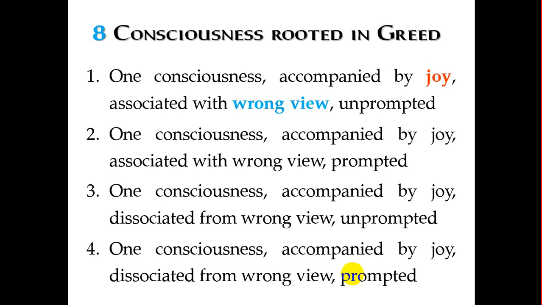But here, you can look at these, accompanied by joy. So these are somanasa cittas, right? And wrong view, we have two with wrong view, right? Number one and number two. Number three and number four, without wrong view. So you know it is not good, but you still do it. Right? So I will give you an example later, right? Later.